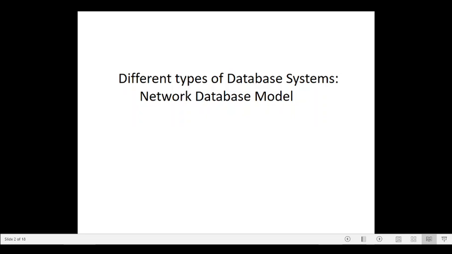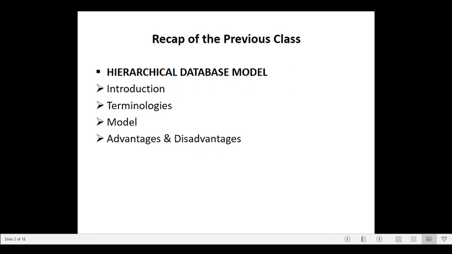In this session, we are going to understand one of the types of database system, that is the network database model. Let's revise the content of the previous session where we had discussed the hierarchical database model. We understood its origin, some of the important terminologies, the model, and the advantages and disadvantages of the hierarchical database model.